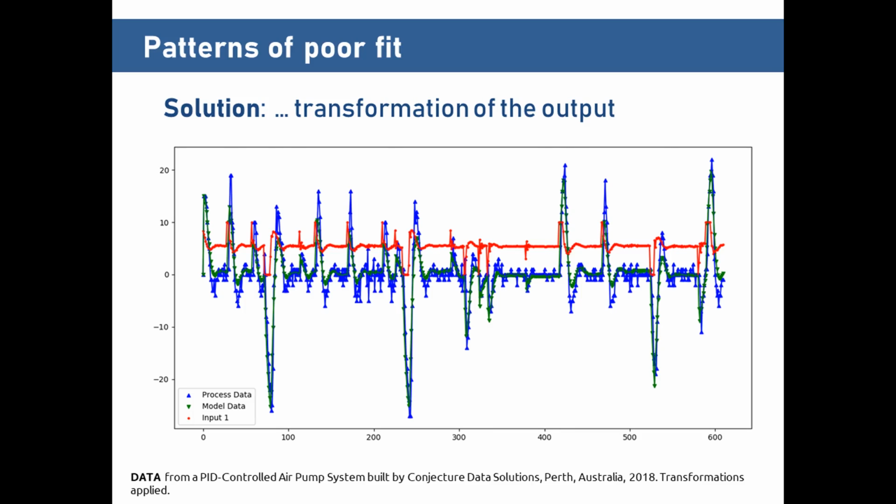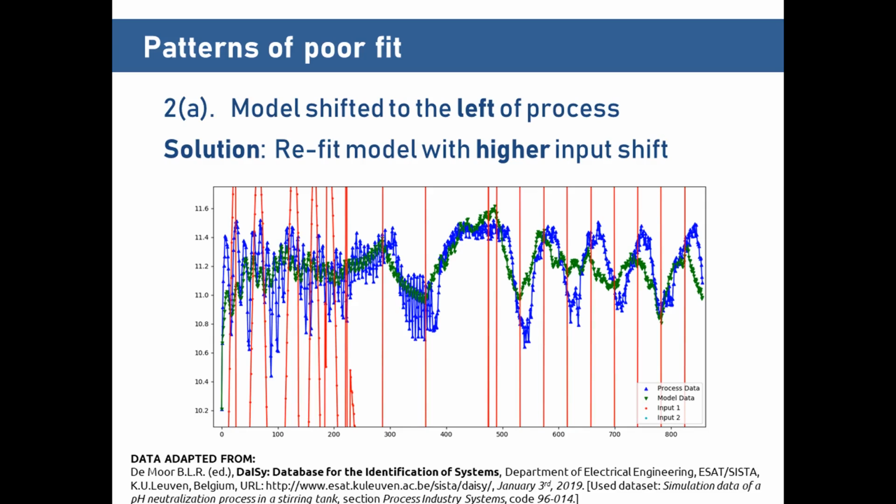The second pattern of poor fit that you might see is where the model generally follows the peaks and troughs of the process well, but sits either to the left or right of the process. In this plot, the model sits slightly to the left of the process, which you can see in some sections. And this means that we've underestimated the amount of delay in the system. The solution here is to refit the model in Conjecture using a higher input shift value in the model setup.